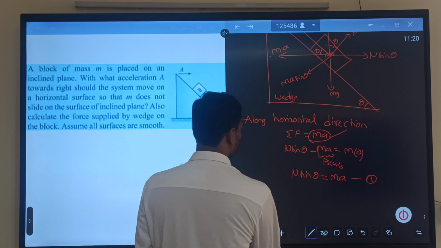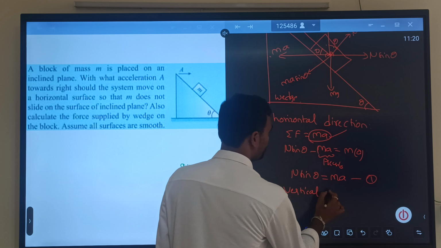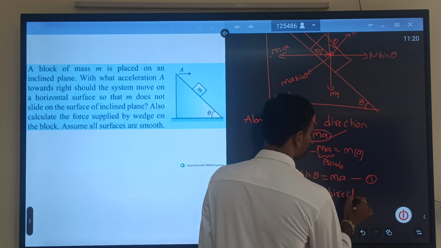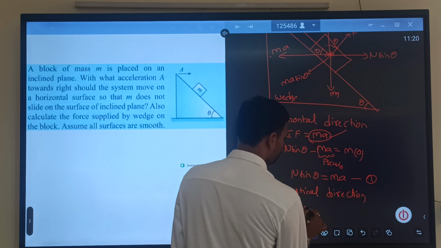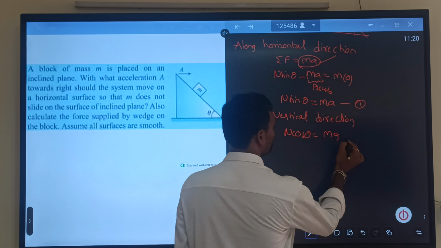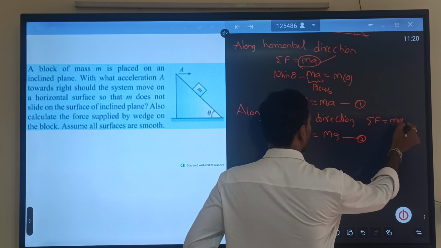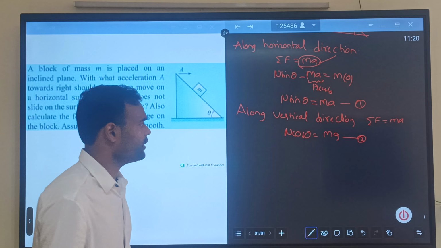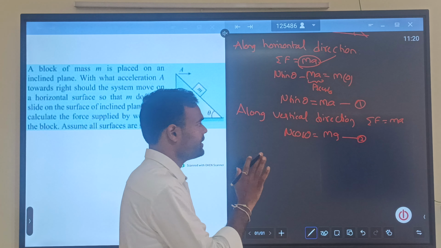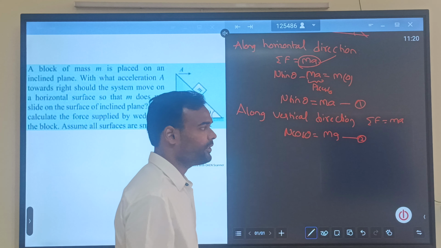Similarly, along the vertical direction, N cos theta is equal to mg. Let it be equation number 2. Sigma F is equal to ma. Obviously, along the vertical direction, the object is not moving. That's why I am taking acceleration as 0. N cos theta minus mg is equal to 0, so N cos theta is equal to mg.